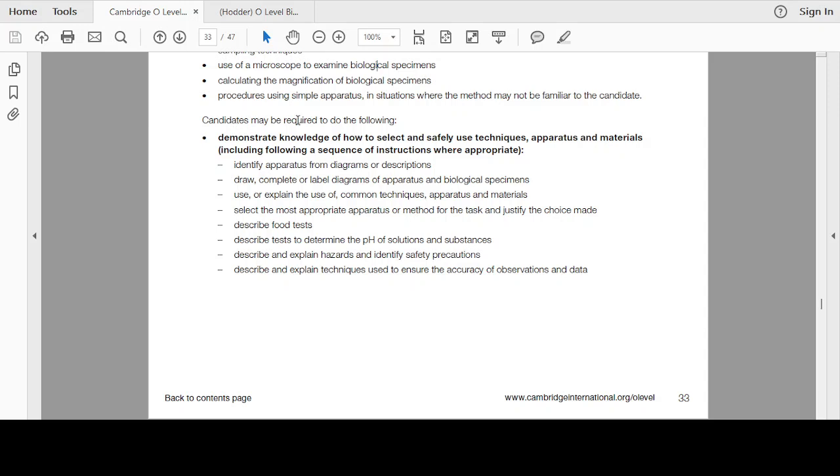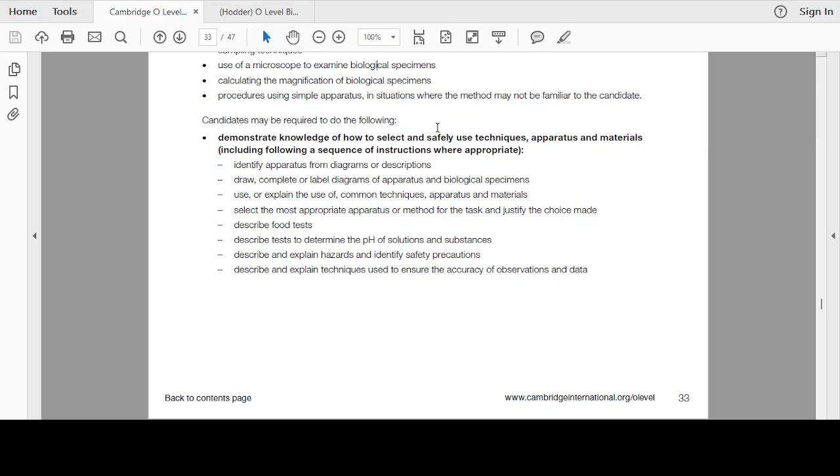Okay. Candidates may be required to demonstrate knowledge of how to select and safely use techniques, apparatus, and materials. But this one's important. So I wanted to have procedures using simple apparatus in situations where the method may not be familiar to the candidate. So if you know how an apparatus is used, if you know how something is tested, then even though the situation is unfamiliar, you can try and work your way through the experiment. Keep in mind they're testing your understanding of how experiments can be conducted.